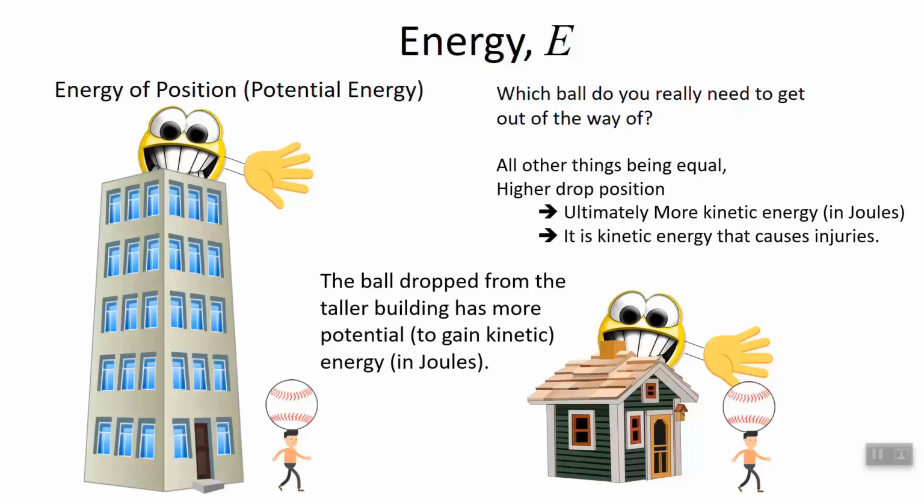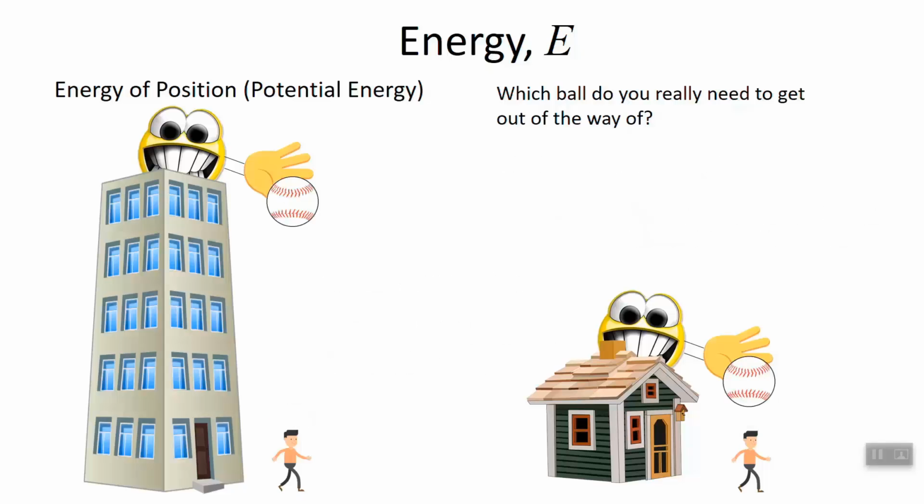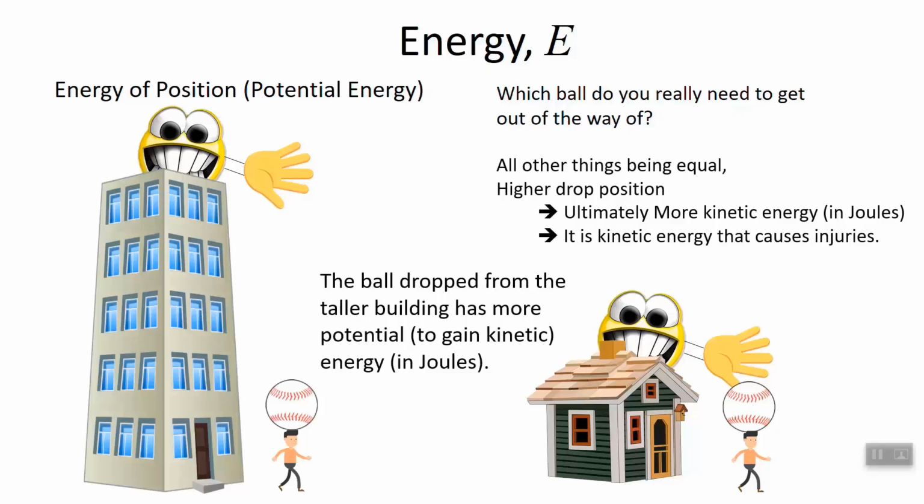So I'll put it this way, sort of a summary statement of the idea: the ball dropped from the taller building has more potential to gain kinetic energy. And hence we say the ball dropped from the taller building has more potential energy before it is dropped. So when the ball is up there in the guy's hand, it has a lot of potential energy, that is potential to gain motion energy. So those are the two types of energy: kinetic energy, the energy of motion, and potential energy, the potential to acquire motion.